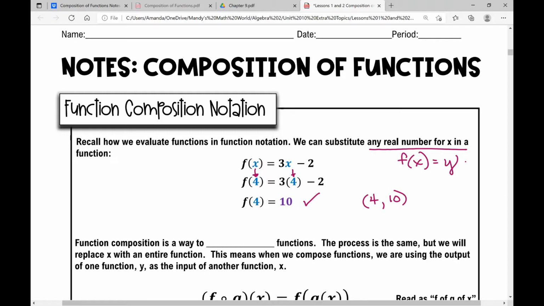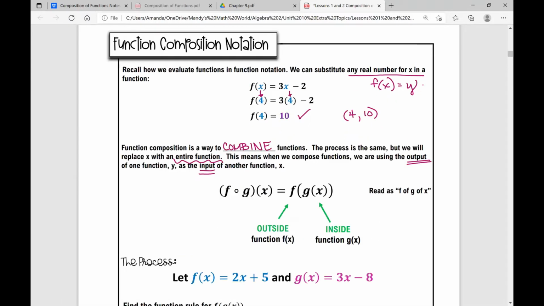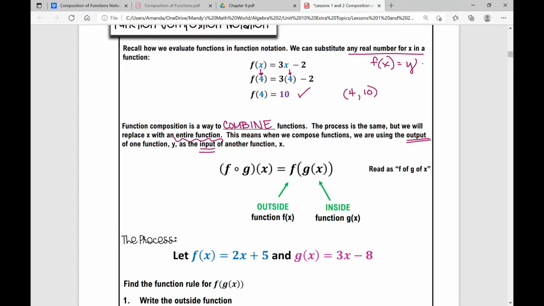Function composition is a way to combine functions. The process is the same, but we will replace x with an entire function. This means when we compose functions, we are using the output of one function, which is y, as the input of another function. Now I know that can be kind of tricky to understand, so let's just walk through it. So the first thing that I want to show you is the notation, like how it's written.